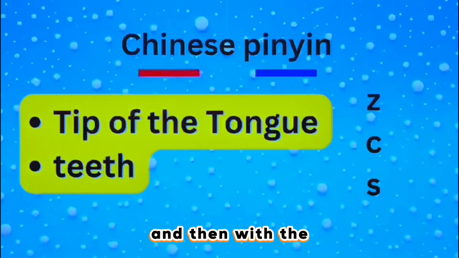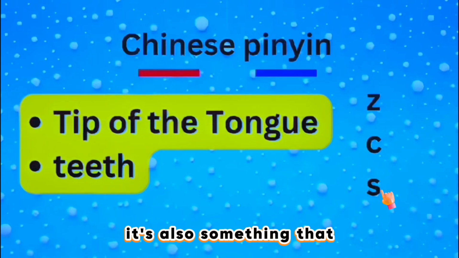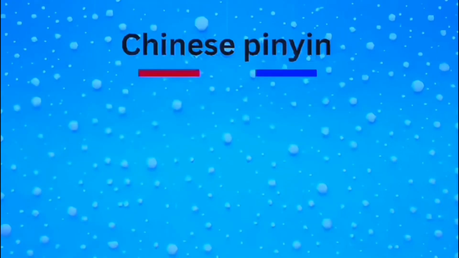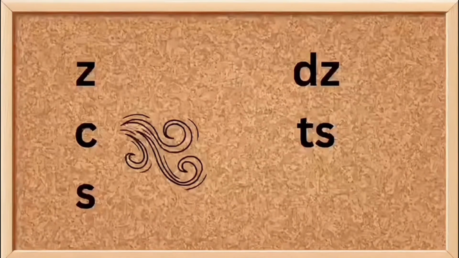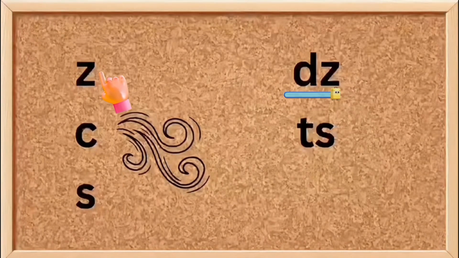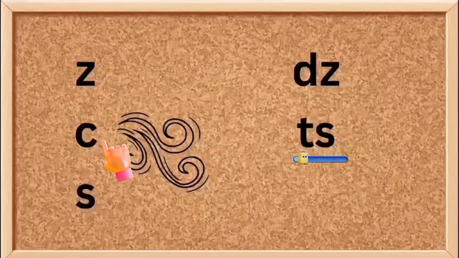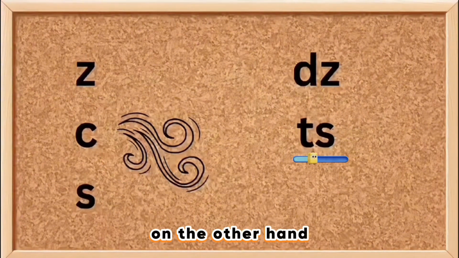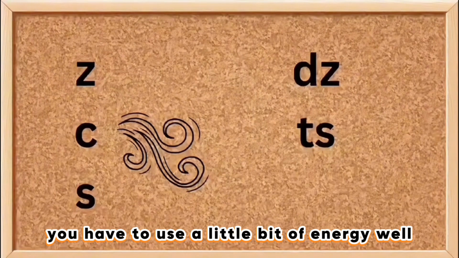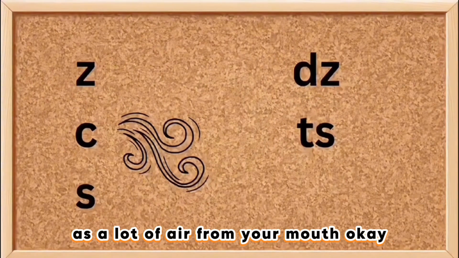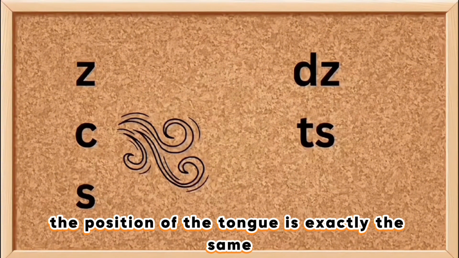And then with the S, it's also something that just requires a little technique. Z, Z, Z doesn't require too much air. S, S, S, on the other hand, you have to use a little bit of energy as well as a lot of air from your mouth. Okay, that's the only difference. The position of the tongue is exactly the same.